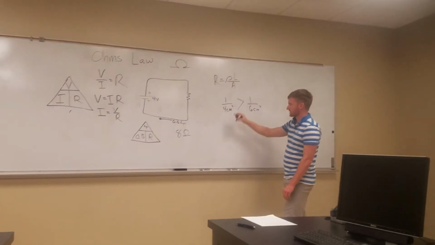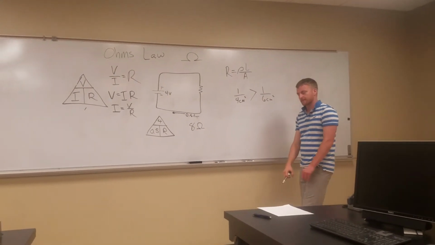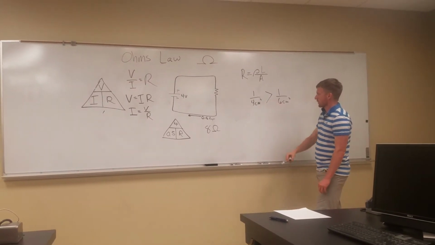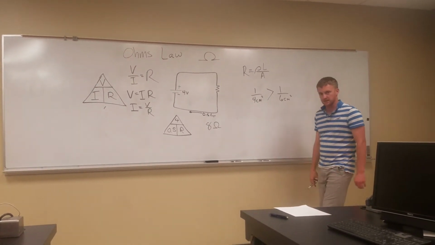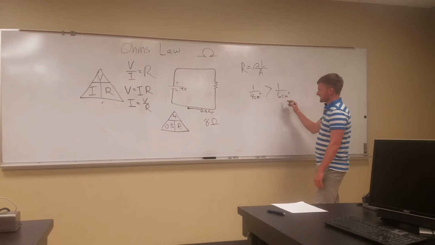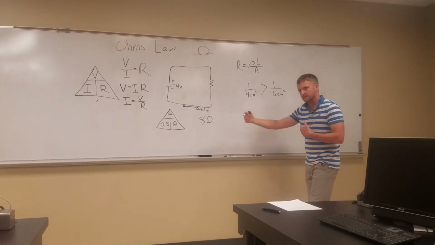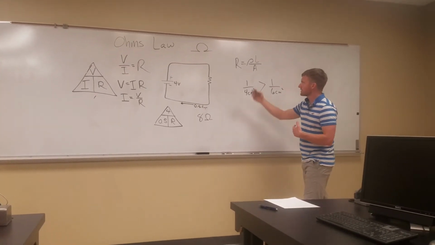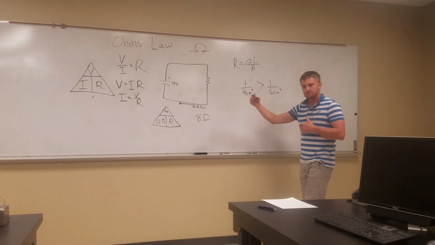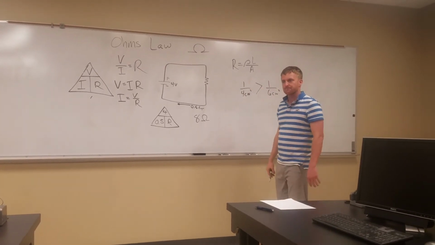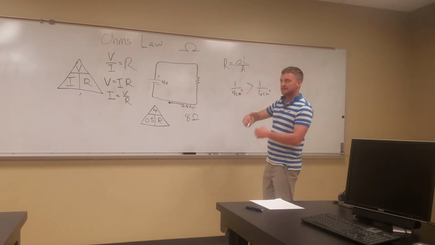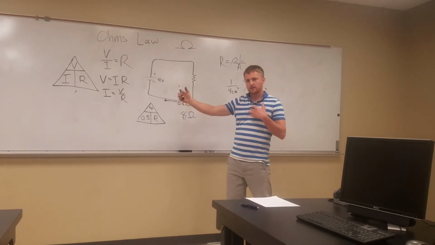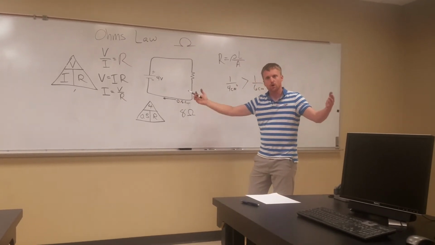That thing has a greater resistance than that thing, because 1 over 4 is much larger than 1 over 6. As our denominator gets larger, as our area gets larger, the overall resistance becomes smaller. However, if the length gets larger, the resistance grows with it.